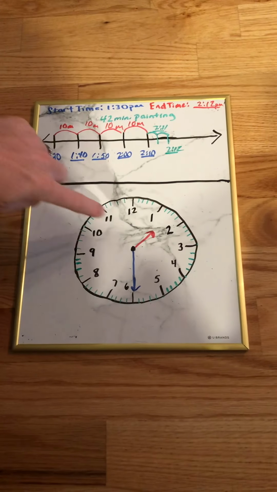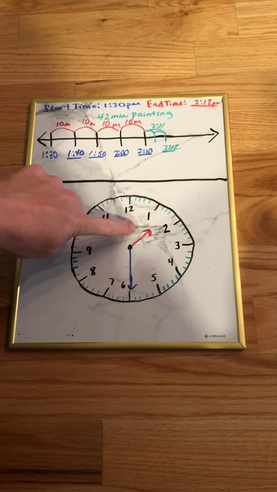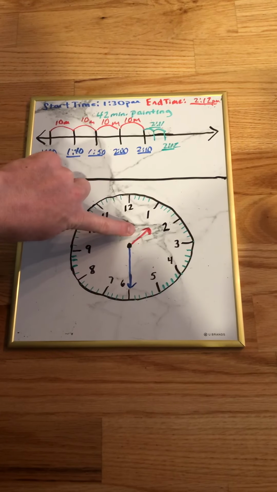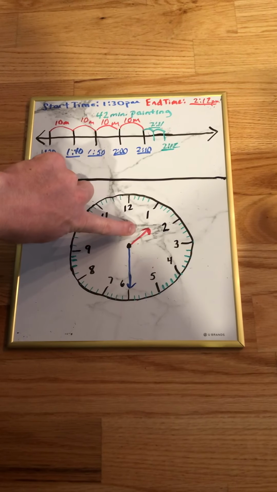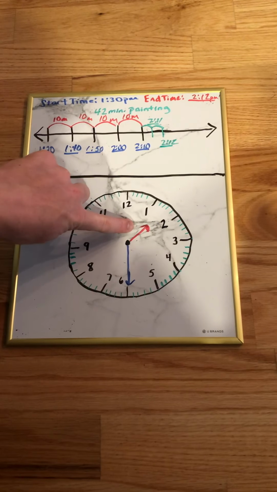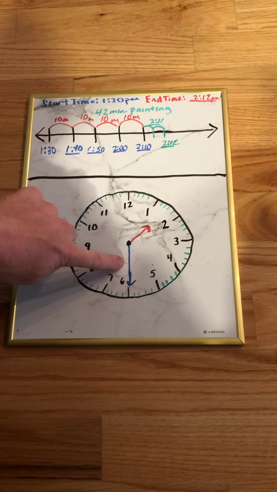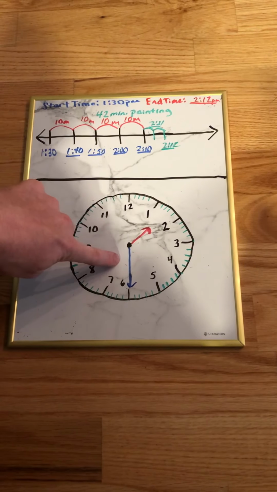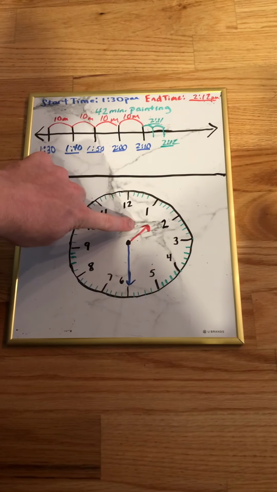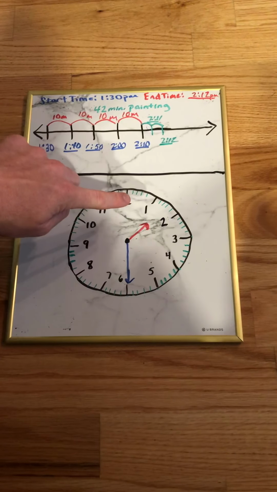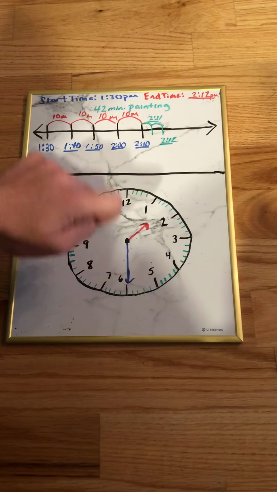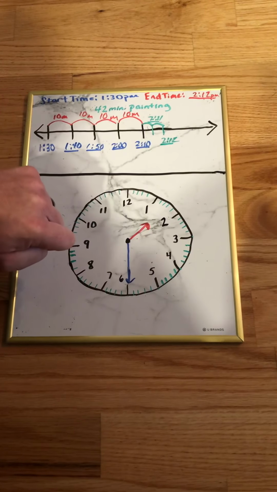Now, I want you guys to take notice. We have to identify a few important things on an analog clock. So we have our small hand. What does the small hand represent? And we have our long hand, or long arm, whatever you like to call them. Small and long. What does the small represent? That represents the hour. And then the long one represents the minutes.